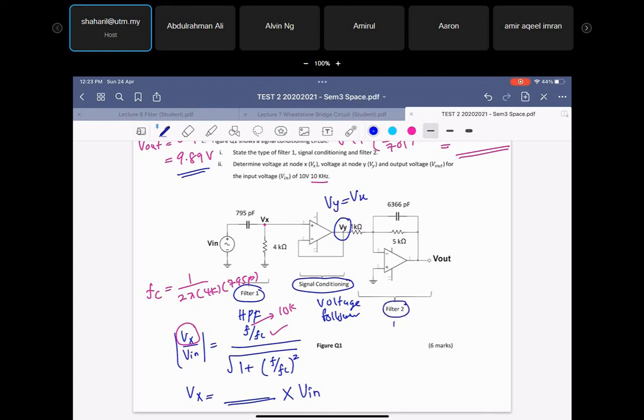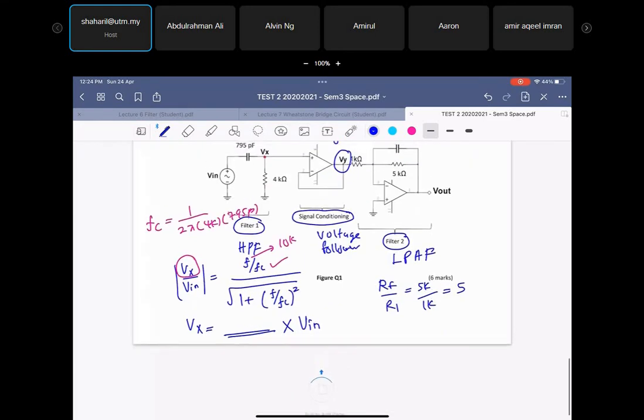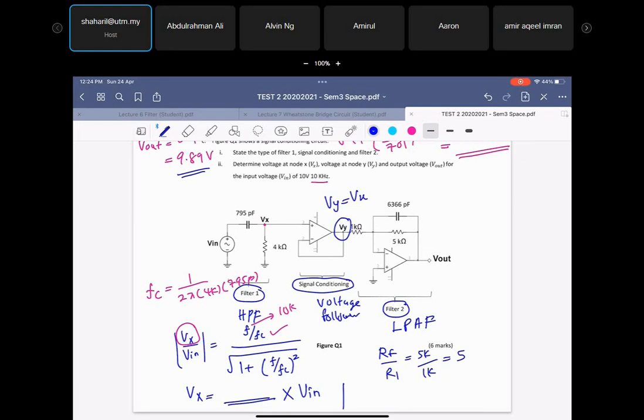And then after that, the filter number 2, what is this? It will be a low pass active filter. It has a gain, right? Okay, it has a gain which is Rf over R1, which is 5k divided by 1k. So the gain is 5. All right. So the last one that you want to find is V out here over V in equal to Rf over R1. And then this is low pass, that means 1 over square root of 1 plus F over Fc squared.